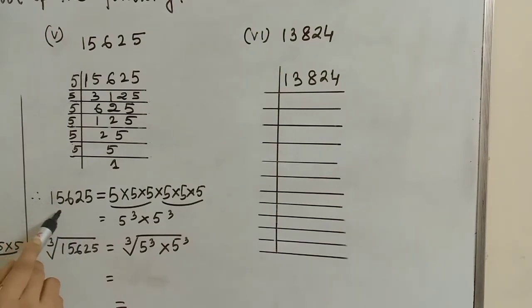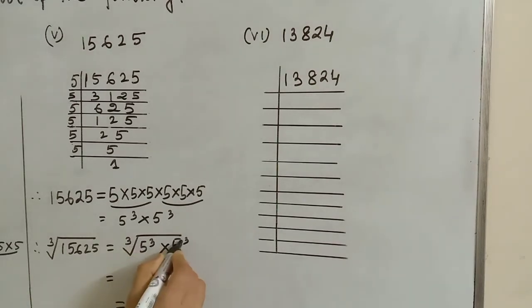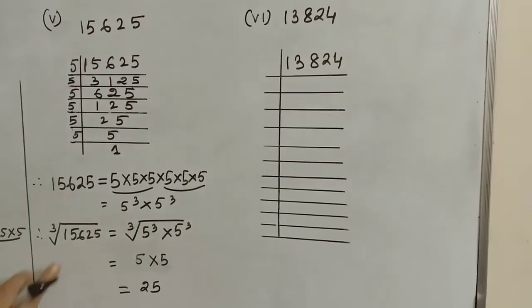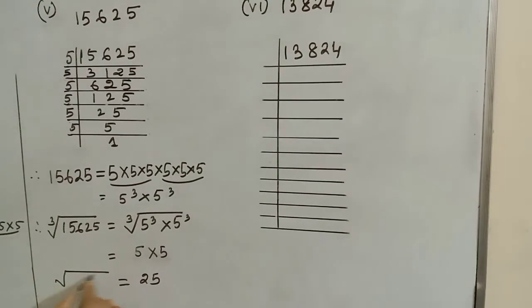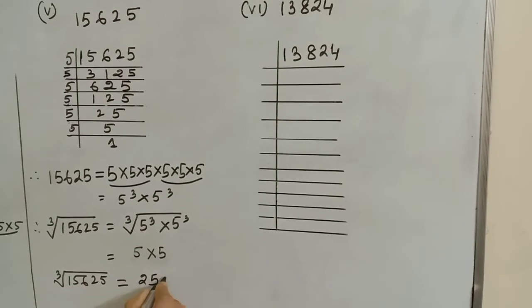Now we have to write the prime factors of 15,625. You can see that 2 triplets of 5. So we can write 5 cube into 5 cube. So cube root of 15,625 is equal to cube root of this one. You know that out of 3 we can take one number. So out of one triplet I have taken 1 5, and out of this next triplet I have taken another 5. So the result is 25. So cube root of 15,625 is equal to 25.